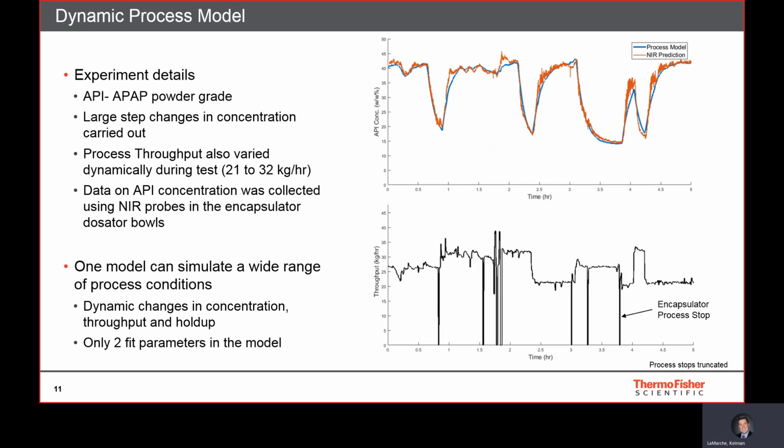So with one model, we can simulate a wide range of process contingencies, both concentration differences and process throughput differences, and this is a model with only 2 fit parameters. So this is a very efficient solution for what we're looking for, both looking at wide ranges of material properties as well as wide ranges of throughputs, and a dynamically changing encapsulator when we wanted to manufacture capsules.